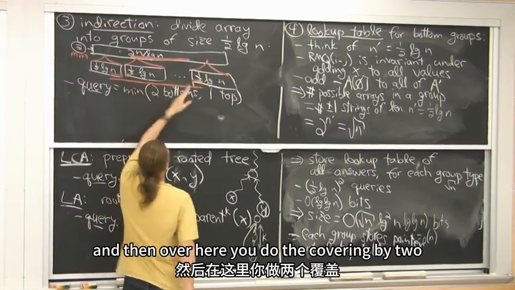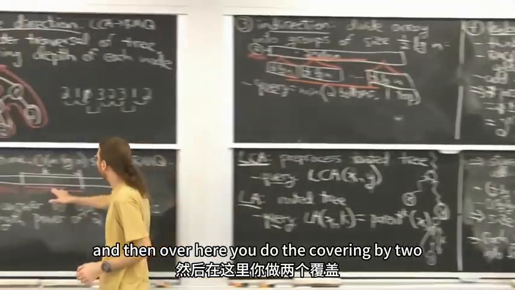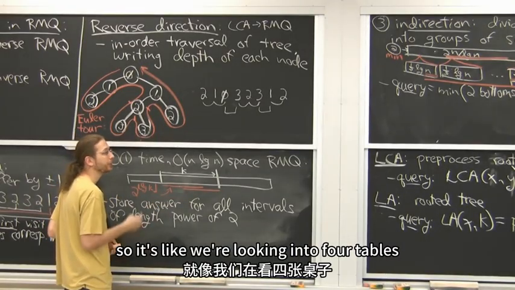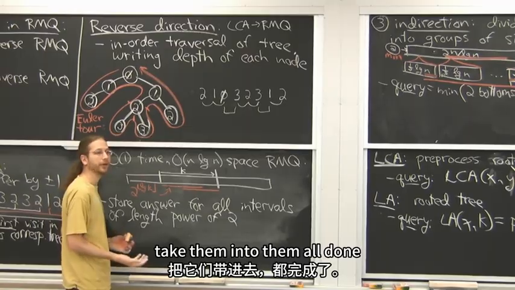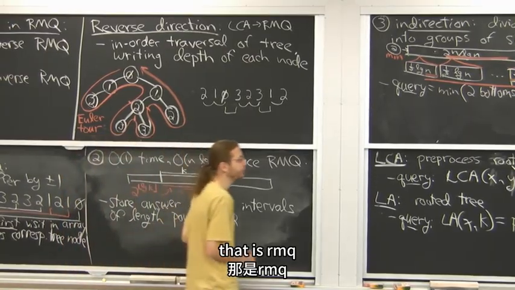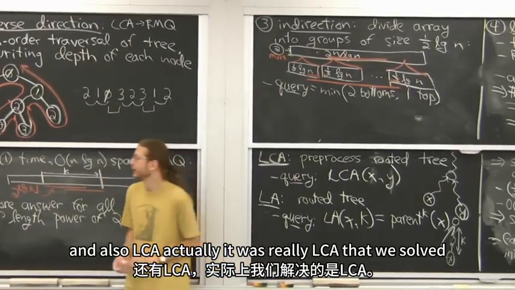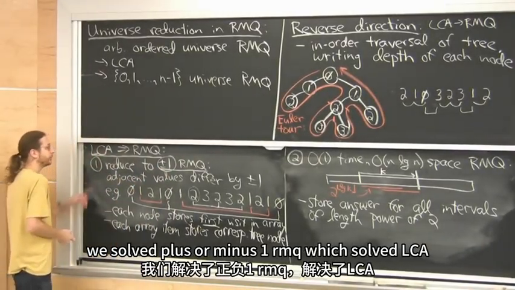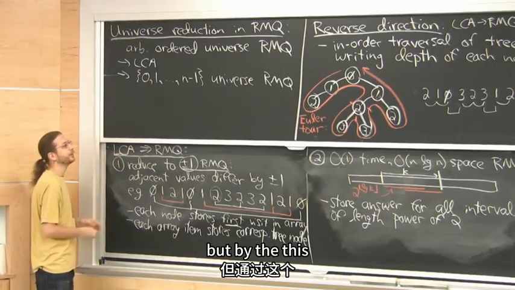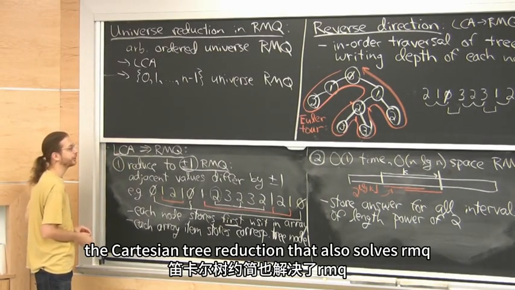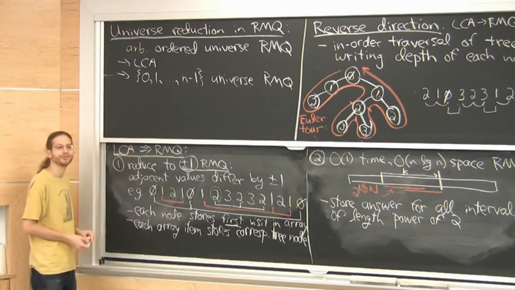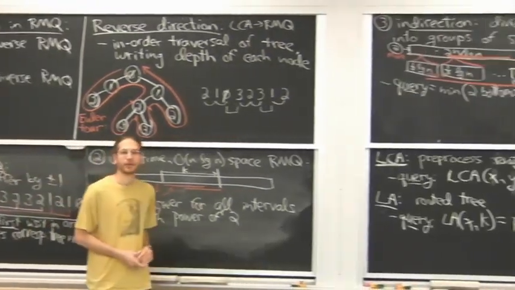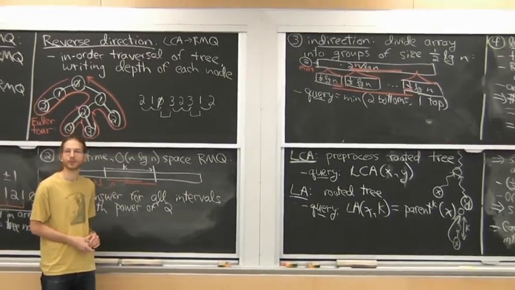and then over here you do the covering by two powers of two intervals. Again, we have a lookup table for those intervals. So it's like we're looking into 4 tables, take them into them all, done. That is RMQ and also LCA. Actually, it was really LCA that we solved, because we needed this. We solved plus or minus 1 RMQ, which solved LCA, but by the Cartesian tree reduction, that also solves RMQ. So now we solved 2 out of 3 of our problems. Any questions? Good. Still have lots.